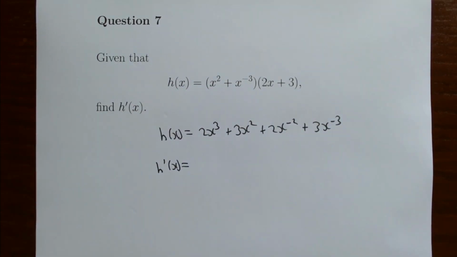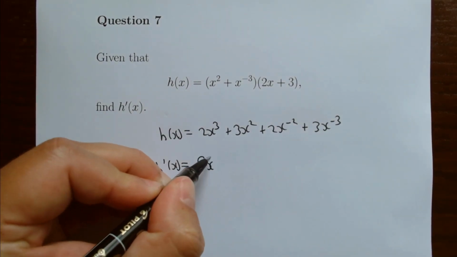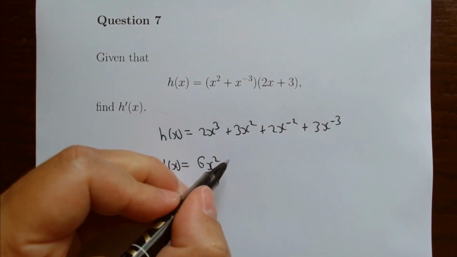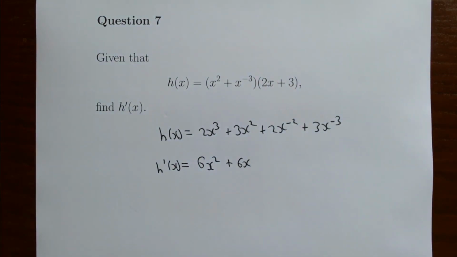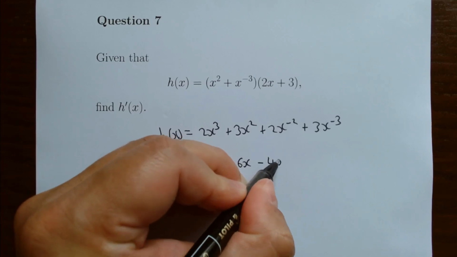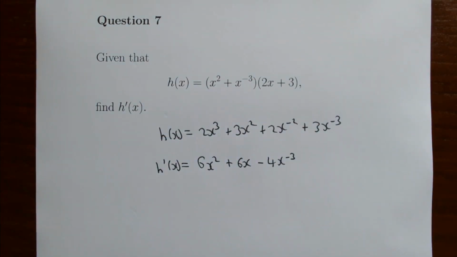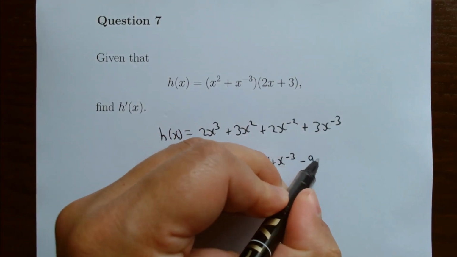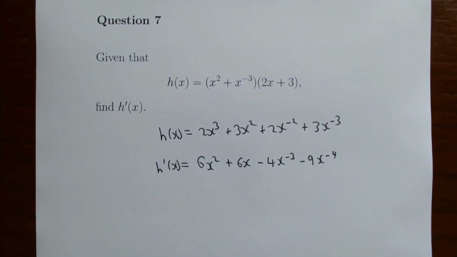So h dash of x equals 6x squared plus 6x minus 4x to the minus 3 minus 9x to the minus 4.